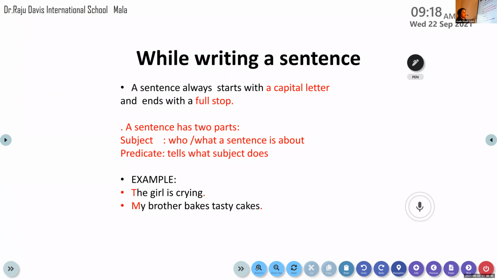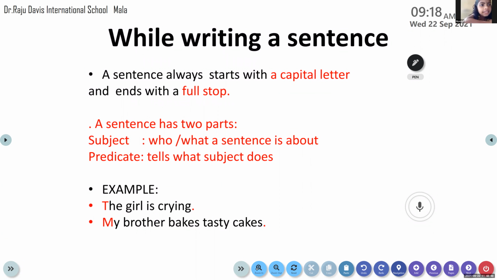Can you see the board, all of you? Yes, okay. A sentence always starts with a capital letter and ends with a full stop. That is the foremost point we have to learn in a sentence, and it is quite easy too. Is that clear to all of you? This is the first and the foremost thing we need to know while writing a sentence. A sentence always begins with a capital letter and it ends with a full stop. Clear to all of you?